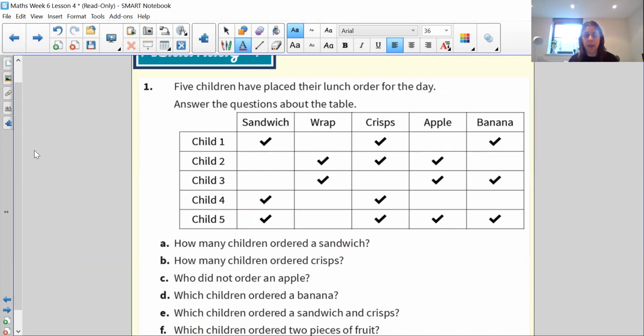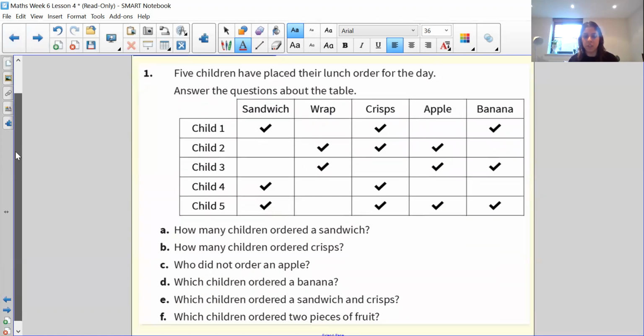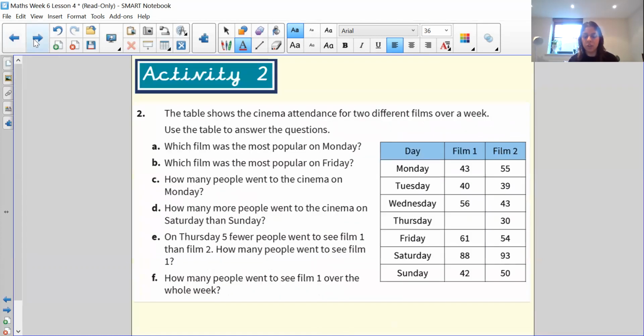And this is a bit like the pet question for the teachers. Activity 2. The table shows the cinema attendance for 2 different films over a week. So this is film 1, this is film 2. And the attendance is how many people went to see it. So on Monday, 43 people went to see film 1 and 55 people went to see film 2. So you can try and work it out like that. Use the table to answer the questions carefully.